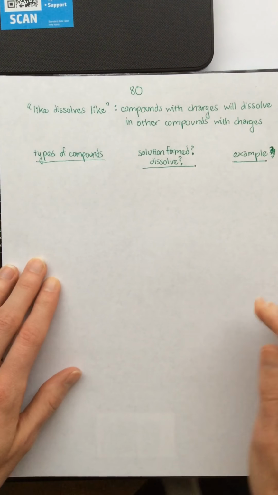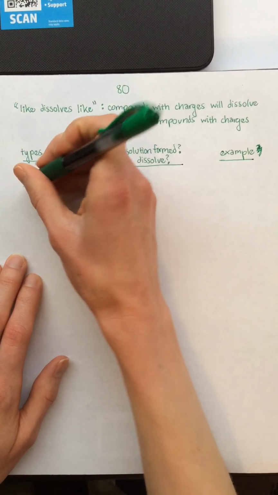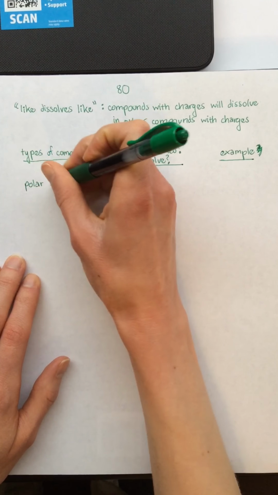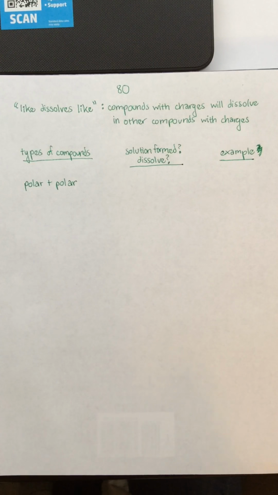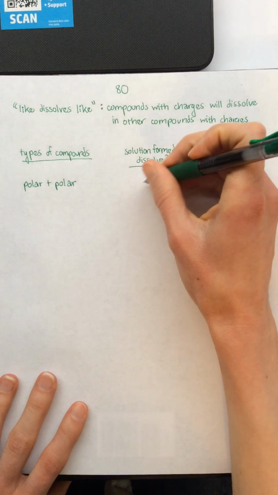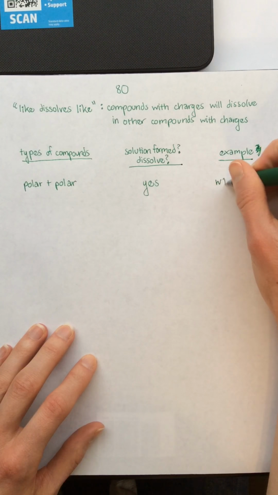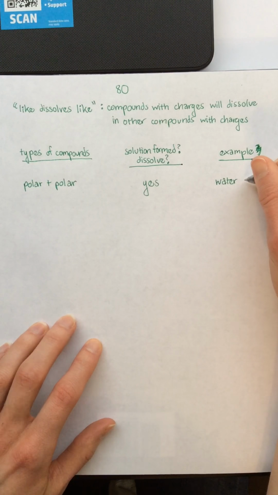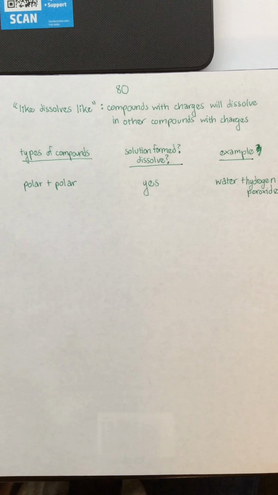Okay. So first of all, we're going to talk about if we mix 2 polar compounds. So a lot of you guys probably already know if I mix 2 polar compounds, they're going to dissolve in each other because they both have charges, they're attracted to each other, so they're going to dissolve. So we're going to say yes. An example of that would be water, which hopefully you all know is polar, and say hydrogen peroxide. You probably at your house have some hydrogen peroxide and it's already dissolved in water. It's not pure hydrogen peroxide.